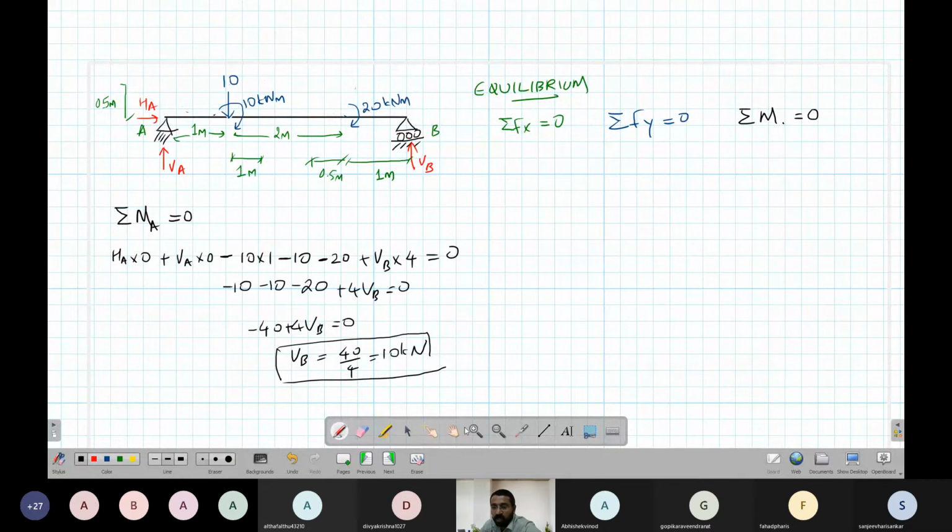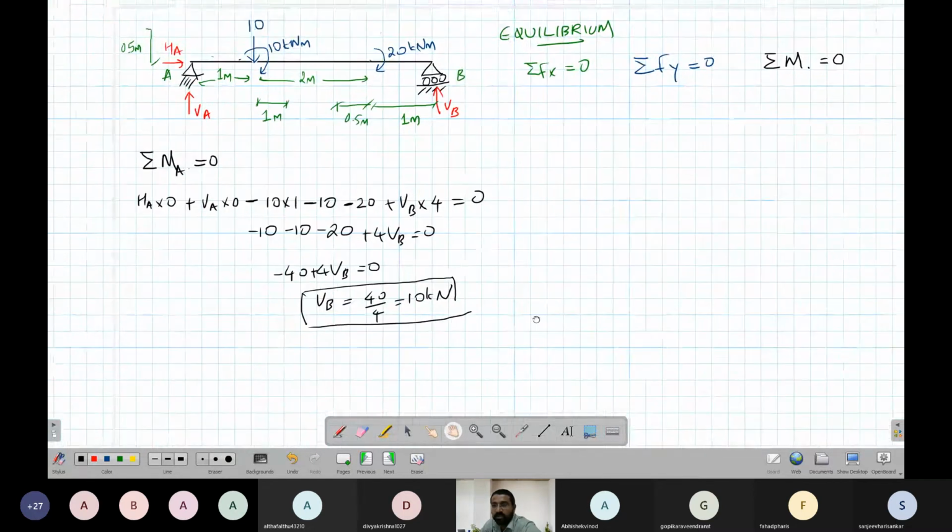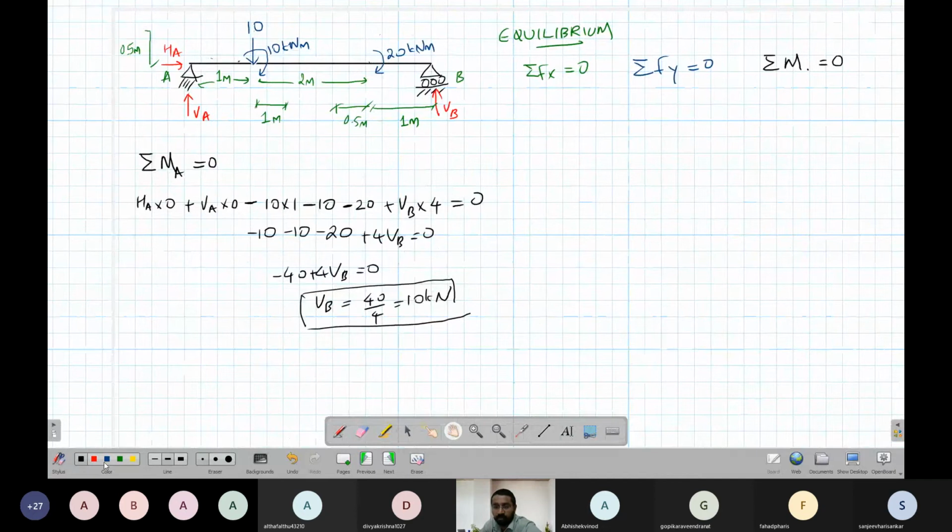Okay. Now what about other values? So let's say summation of Fy equals 0, up positive. So this is anti-clockwise positive.